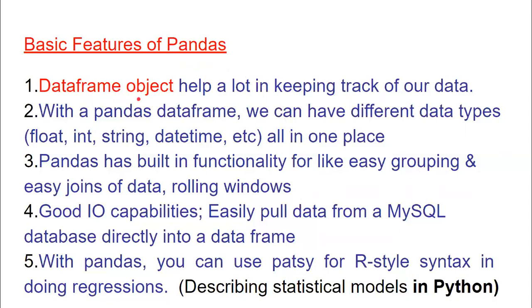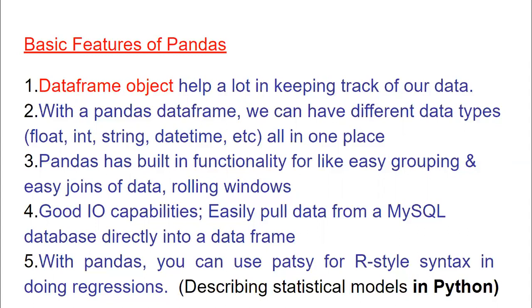First thing, the data frame object helps a lot in keeping track of our data. You can track your data with the help of this data frame object. Then with the Pandas data frame, we can have different data types all in one place, like integer, character, float, string. What is the difference between string and character? Character means a single letter. String means a group of characters. Then date and time. All these different data types you can use in one single place with the help of this data frame.